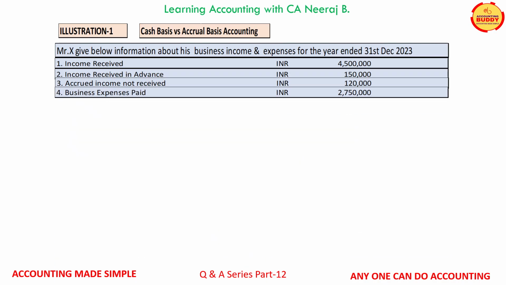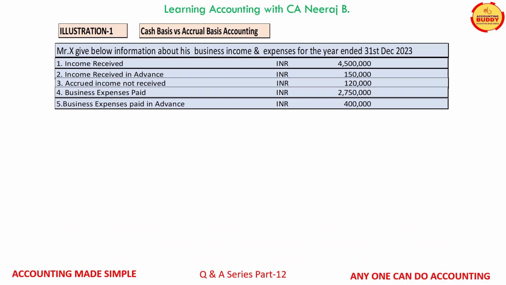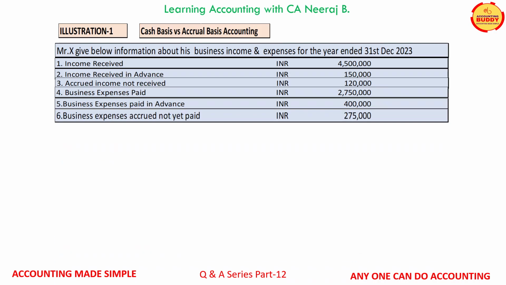Business expenses which are paid during the accounting period are 2.75 million. The expenses which are not incurred but paid in advance are amounting to 400,000. It means 400,000 is paid for expenses related to future periods. Business expenses incurred but not paid are amounting to 275,000. It means business expenses of 275,000 are related to the financial year 2023 but are still not paid till the end of the accounting period.